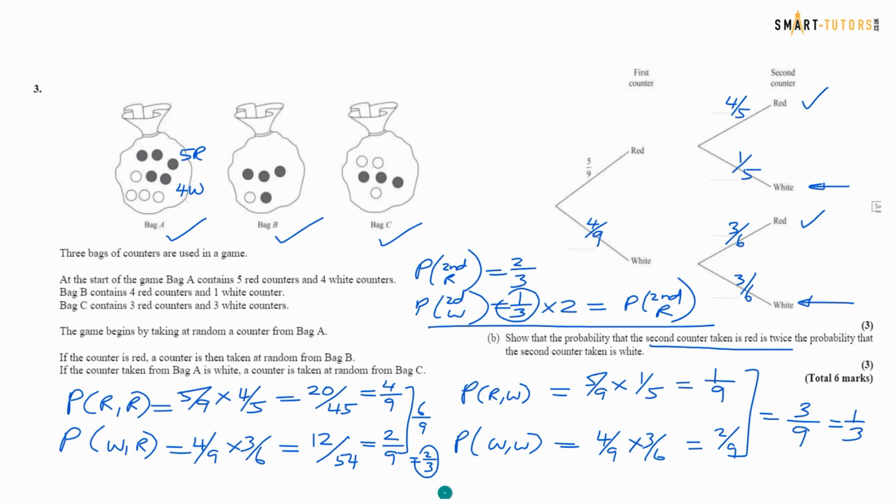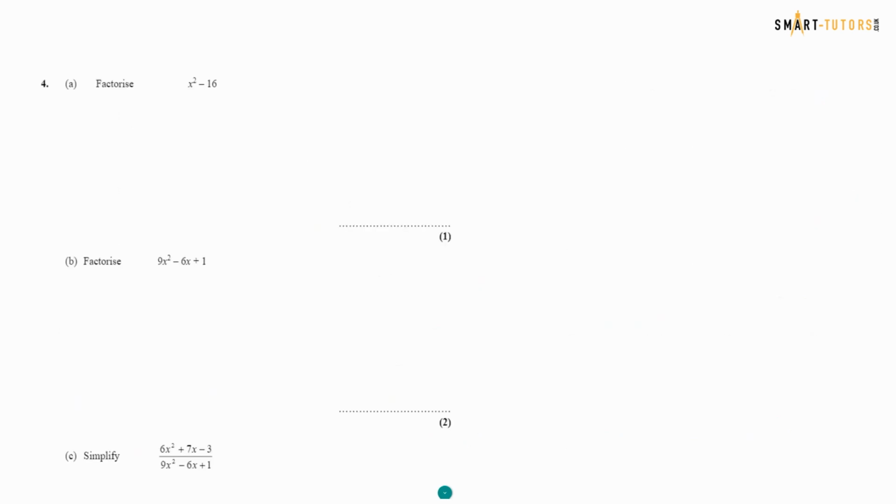Question number 4. Factorize. So you know how to do this one. x squared minus 4 squared. So in one bracket x minus 4 and x plus 4. That is the answer for this.